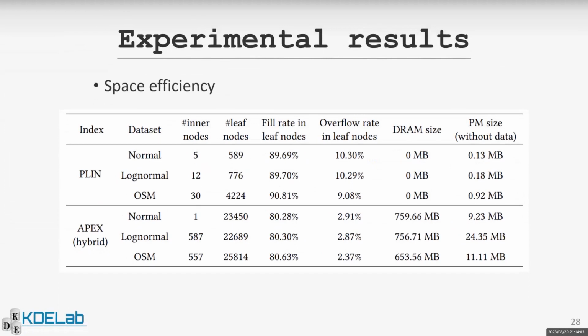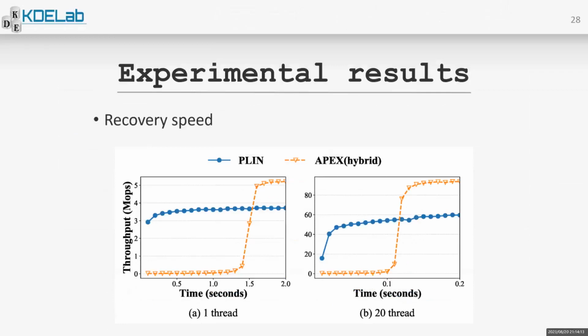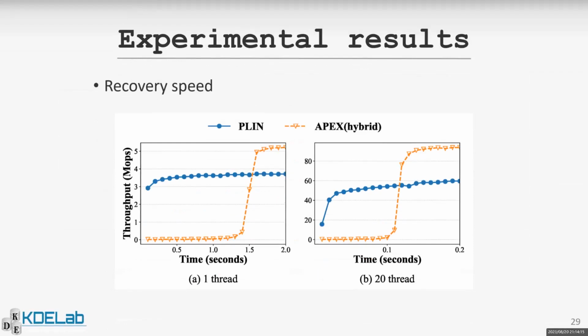In terms of space efficiency, peeling's index structure size and fill rate are better than Apex, and the DRAM is not used. When recovering from a crash, peeling can go to work immediately, while Apex needs to wait more than 1.5 seconds.